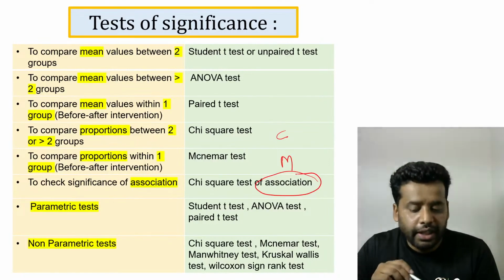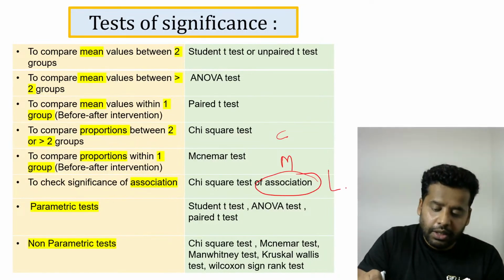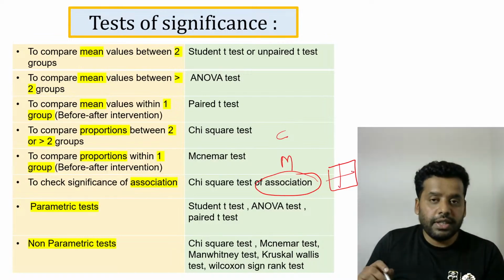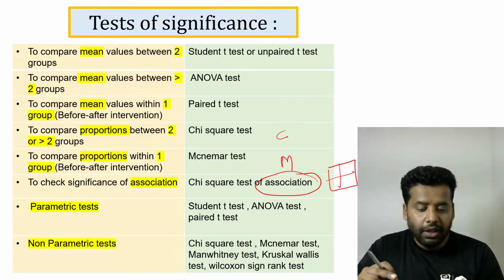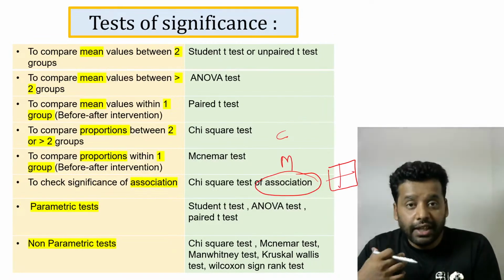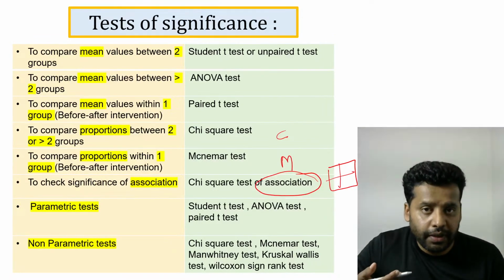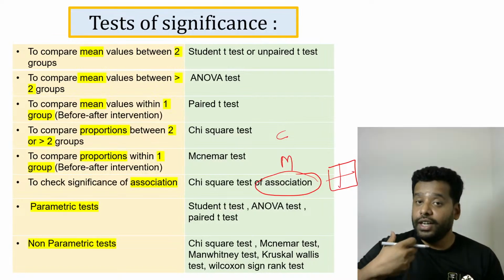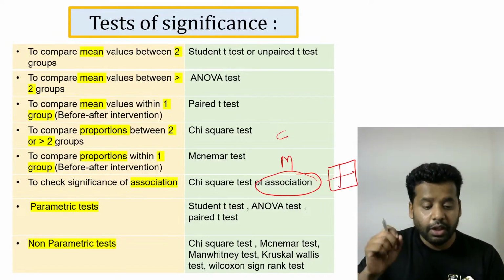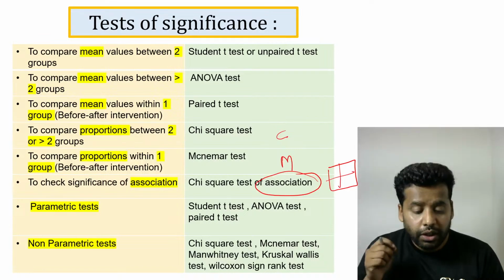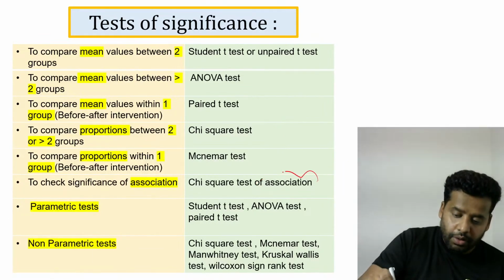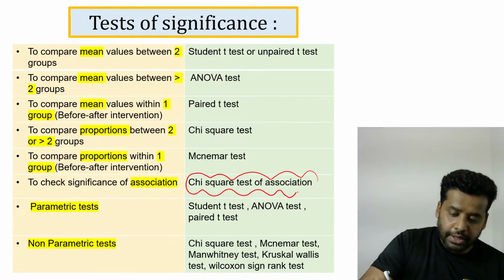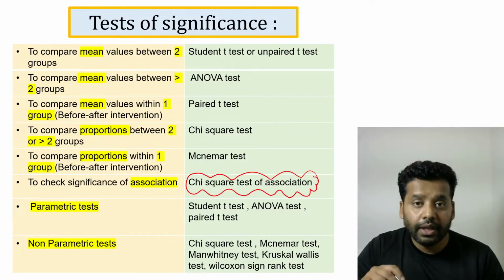Association. When you are making a 2 by 2 table, when you are doing a study like a case control study, they'll frame this question. Odds ratio will indicate strength of association. Yes, odds ratio will indicate strength of association, but what test will be used to detect significance of association? What is your answer? What test is used to detect significance of association?